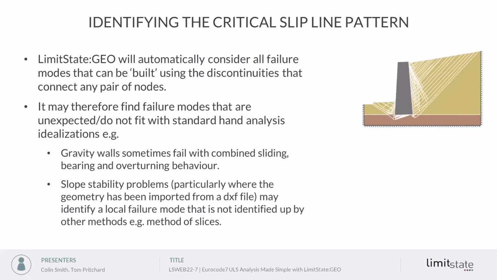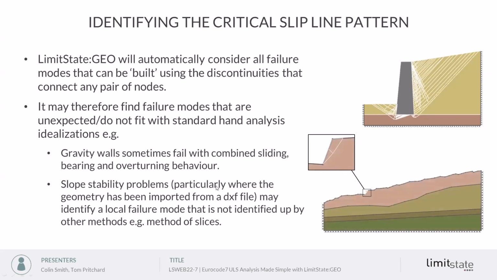And also sometimes with slope stability problems, particularly where the geometry or the profile of the slope has been imported from a DXF file, you may find a local failure mode that's not identified by other methods, such as a method of slices. So here we've got an undulating surface, and what the software has done is pick out a local, very steep part of the slope and identified that there's a failure there, whereas other methods would tend to look at the global failure.